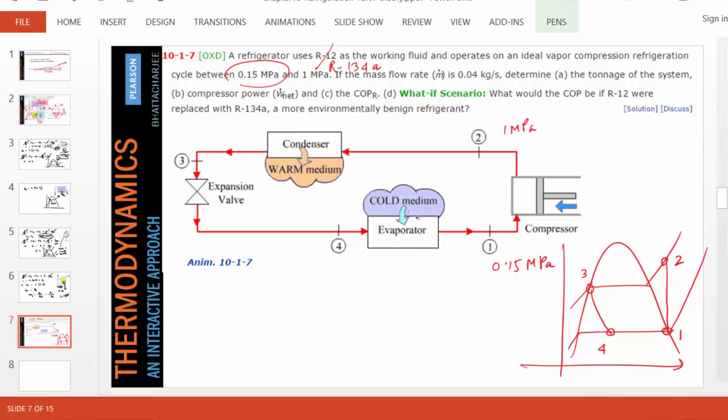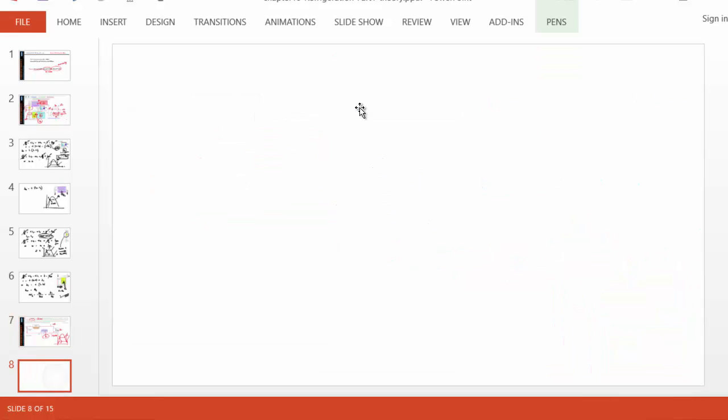What we are after is Q dot C. This is our Q dot C, how much heat is added in the evaporator, and this is our W dot C. So the tonnage of the system basically means Q dot C in tons of refrigeration, and compressor power, and their ratio is obviously the COP. So let's begin by finding the 4 different states, and we'll do energy analysis of each of the devices.